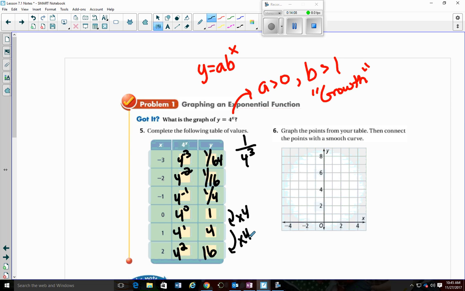Now, as far as graphing this goes, I would only graph 2 ordered pairs. These ones here are really hard to graph, or basically just say it's just going to get closer and closer to 0. But this ordered pair 0, 1 is an easy ordered pair to graph, and then the next one right after that, 1, 4, is another easy ordered pair to graph. The next one after that, you're going to be way off the chart. 2, 16 is going to be way up here.